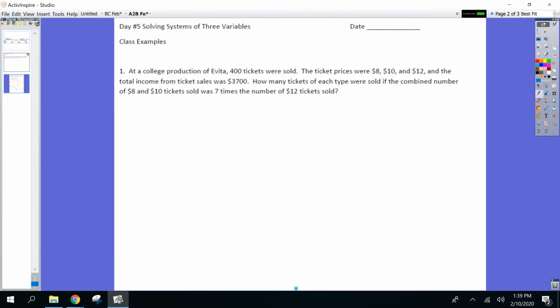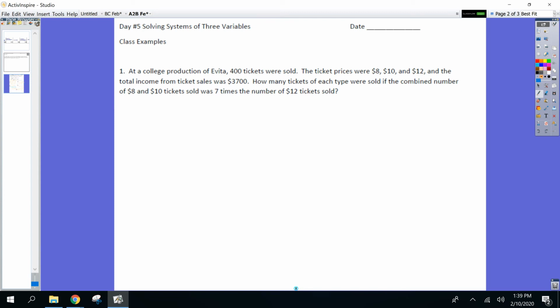All right. Tickets to Avita. Anybody ever seen Avita before? No. Okay. I believe it was a movie with Madonna in it. They made it into a movie with Madonna, I believe. I could be totally wrong, but.